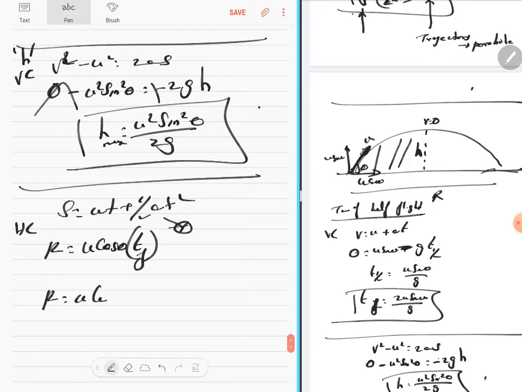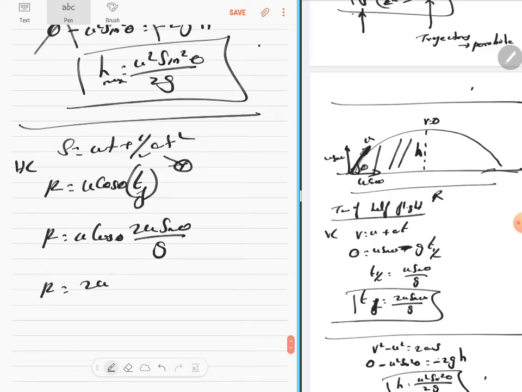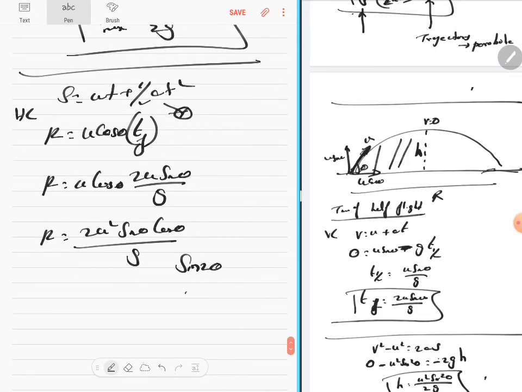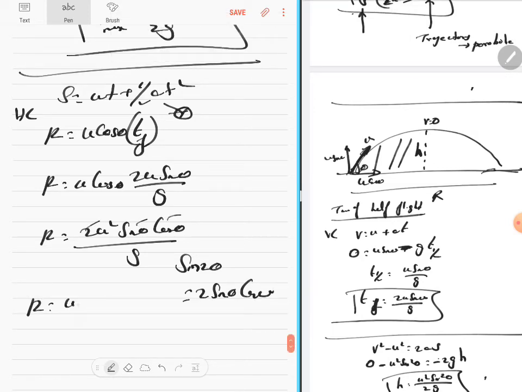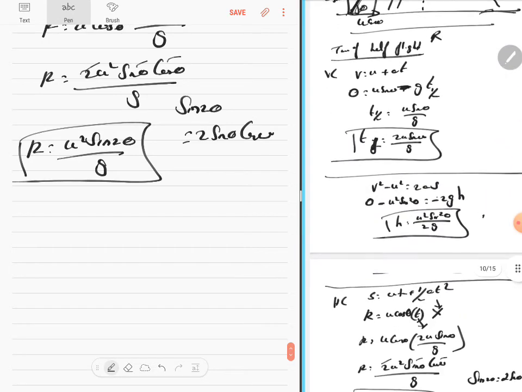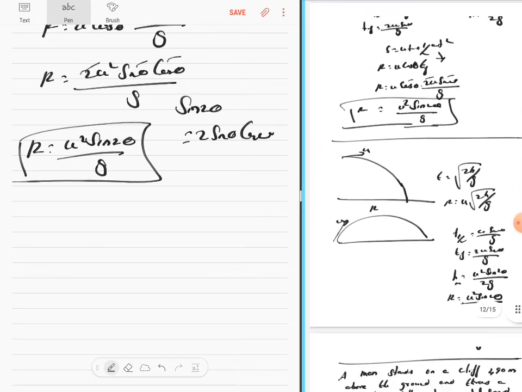So substituting there, the time of full flight is 2u sin theta by g. You get R is equal to 2u square sin theta cos theta by g. And as I told you, the pure science students should know sin 2 theta is 2 sin theta cos theta. So R is equal to u square sin 2 theta by g. So this is the formula of the full range, and we did some numericals with it, which I am sure you can understand.